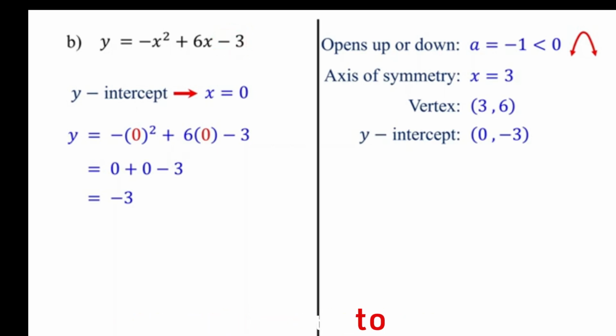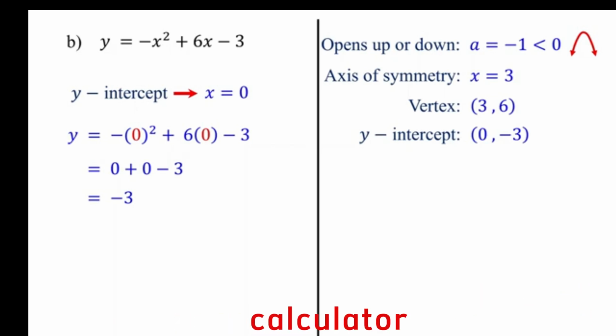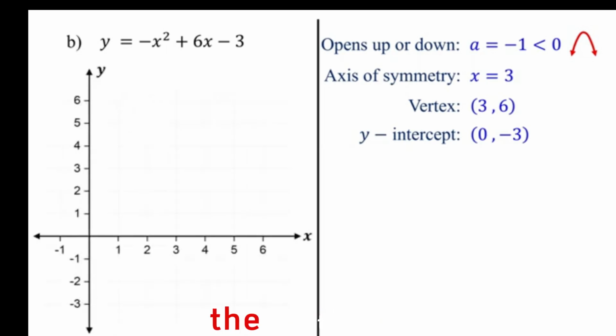Now, if you try to find the x-intercepts, you will find that the quadratic is difficult to factor. Even if you use the quadratic formula, the discriminant is not a perfect square, so you may need a calculator. In such cases, instead of finding the x-intercepts, we can use other points. Let's first plot the points we already have, and we will come back to that.